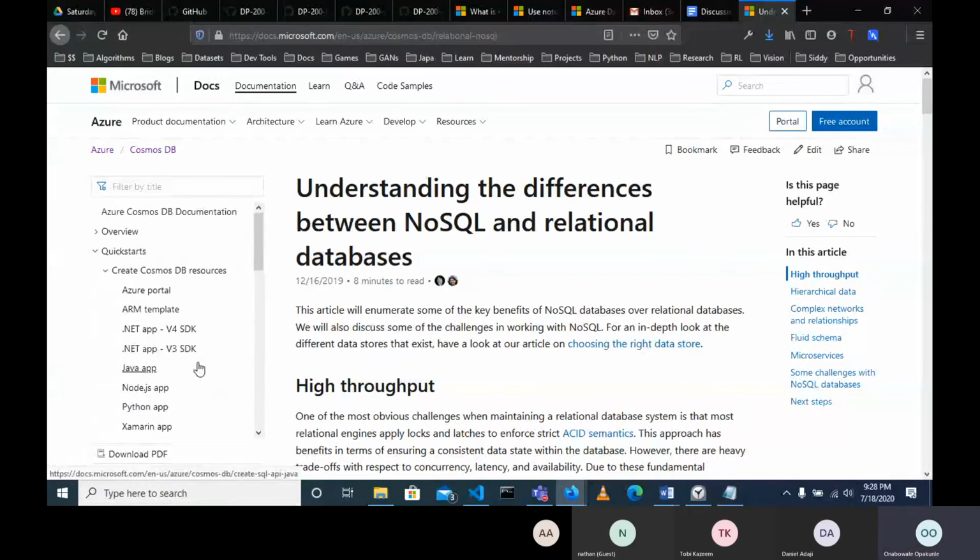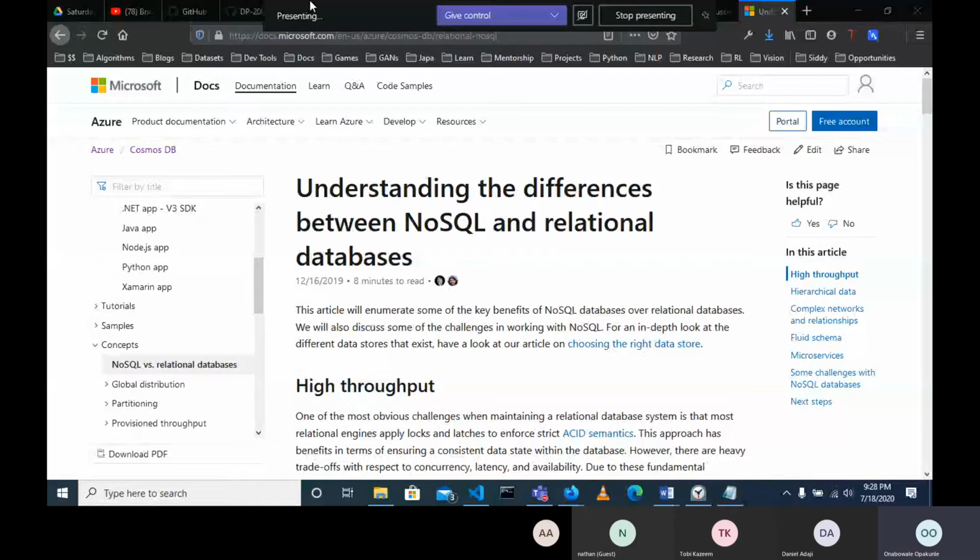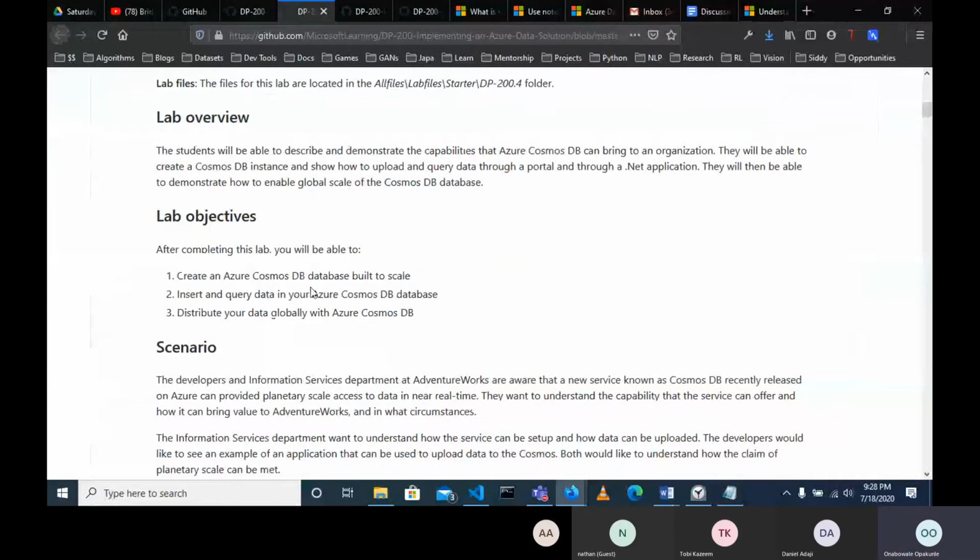Anyway, so let's look at this one for a guide, what we're meant to do. We should be able to describe and demonstrate the capabilities of Azure Cosmos DB that it can bring to an organization. Be able to create a Cosmos DB instance and show how to upload and query data through a portal or through a .NET application.